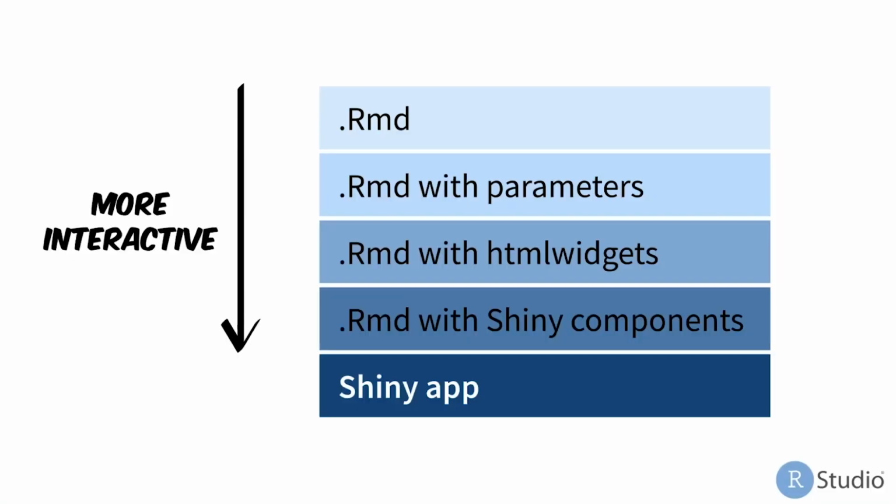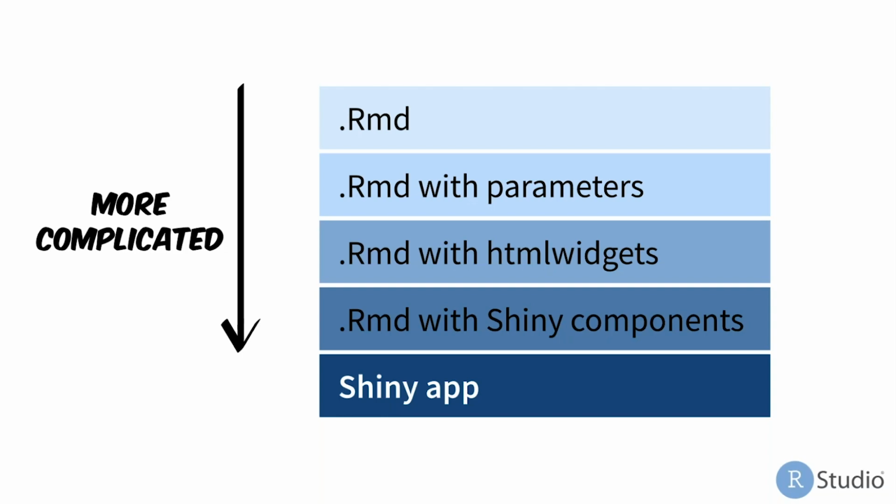Not only does each rung on this hierarchy create a more interactive document, it also requires more work on your part. Interactivity is complicated to make. And when it comes to making something like a Shiny app, those of you who've made Shiny apps know that there is a lot going on there. And that is a very specialized undertaking.